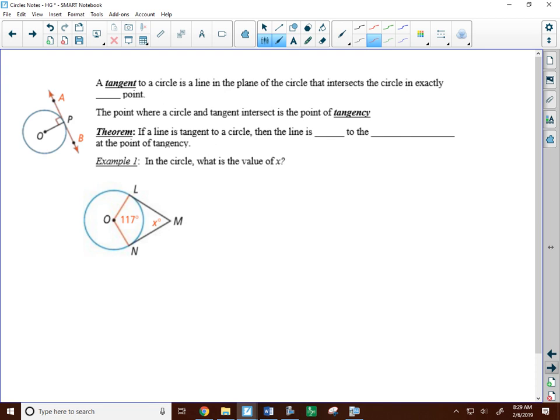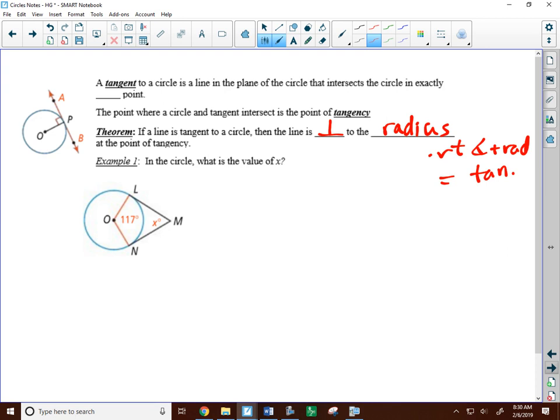If a line is tangent to a circle, then the line is perpendicular. Well, we can say lines intersect to make right angles. The line is perpendicular to the radius at the point of tangency. So basically, right angle plus a radius equals a tangent line.